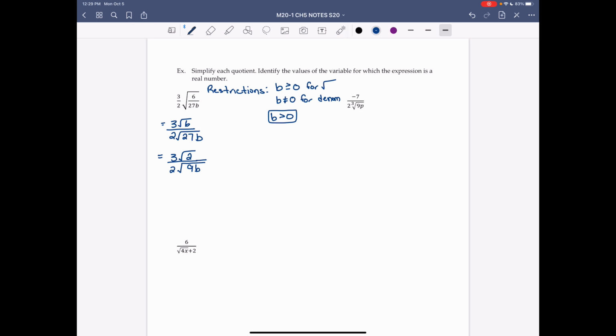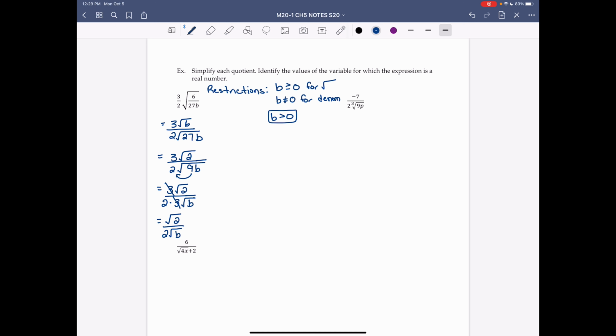9 is a perfect square. We can evaluate that. We get 3 square root 2 over 2 times 3. Square root of 9 is 3, and then we still have square root b. Then we can reduce. We see we have numeric coefficients on the top of 3, and on the bottom we have 2 times 3, so the 3's divide out, and we get square root 2 over 2 square root b.